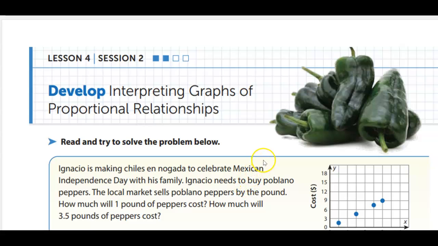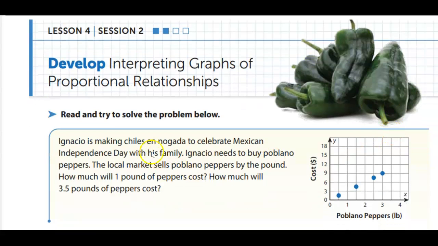We are on page 65, and we're talking about interpreting graphs of proportional relationships. So Ignacio is making chiles en nogada to celebrate Mexican Independence Day with his family. Ignacio needs to buy poblano peppers, these bad boys. The local market sells poblano peppers by the pound. How much will 1 pound of peppers cost? How much will 3.5 pounds of pepper cost?